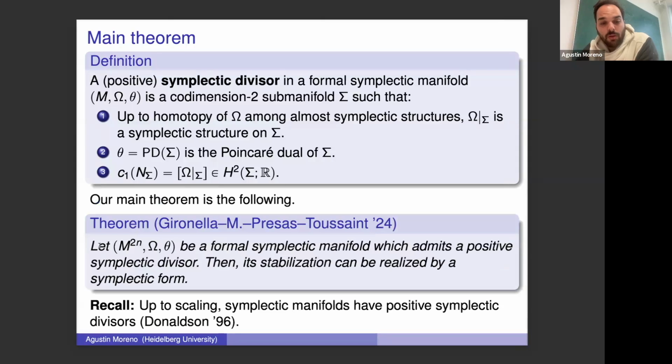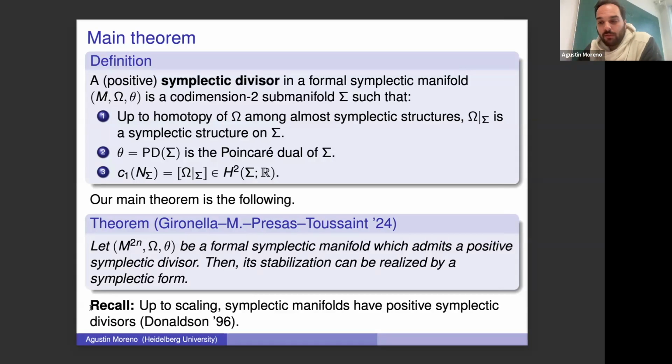It says that if you start with a formal symplectic manifold and you assume that it admits a positive symplectic divisor, then the theorem says that its stabilization can actually be realized by a symplectic form. Okay? So we can control the cohomology class, and we can also control the homotopy class, under these compatibility assumptions on the divisor. So in other words, if I can solve the problem in codimension 2, if I can make my two-form symplectic along some codimension 2 submanifold, then we're claiming that you can also do that after you take the product with T2. Okay? So that's the statement.